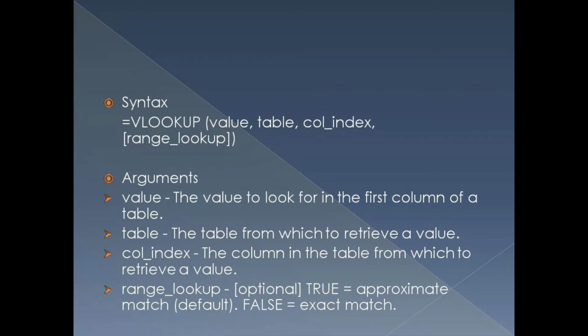Range lookup is optional. For an approximate match we can use TRUE, which is the default, and for an exact match we can use FALSE. For FALSE you can use 0, and for TRUE you can use 1. Now let's begin with a practical demonstration for the same.